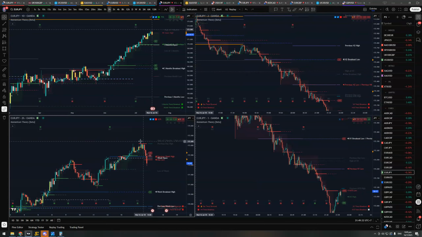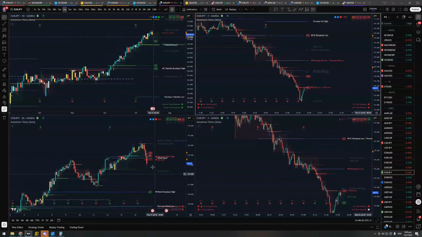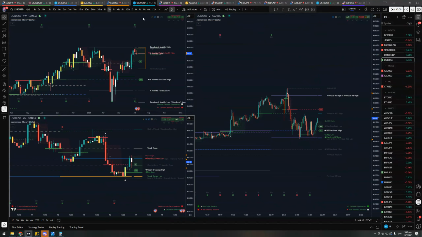EJ, we're not flipping. So we faked out high, faked out low, broke below. I had a bullish bias based off higher time frames, but now on lower time frames, we're definitely bearish. I'd be looking for pullbacks on these ones.